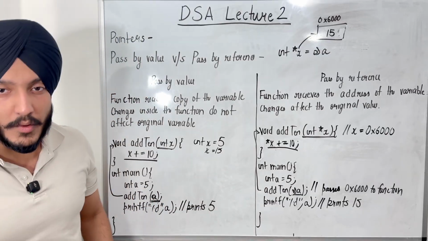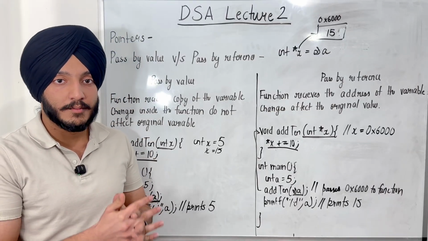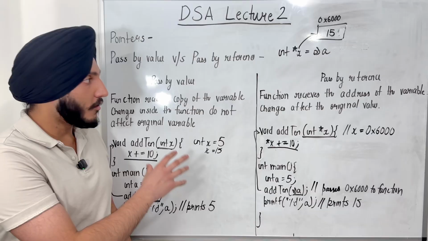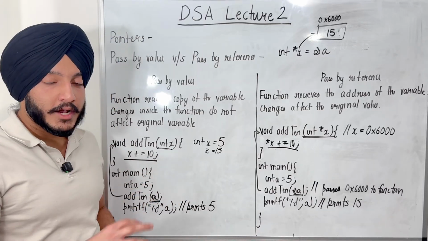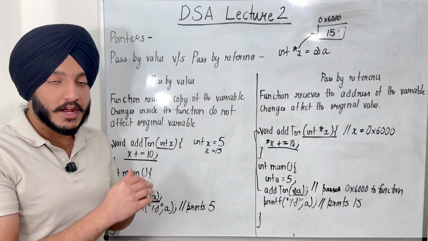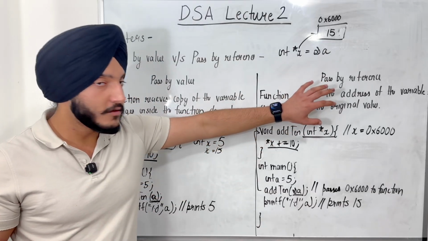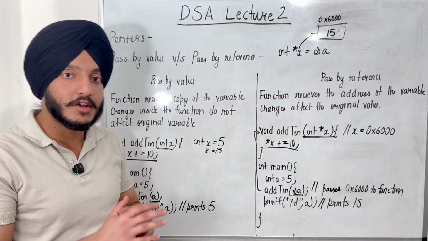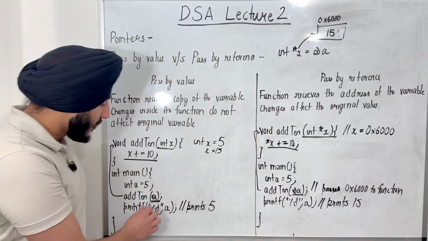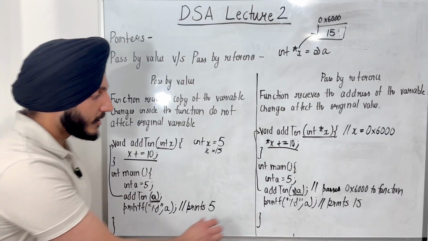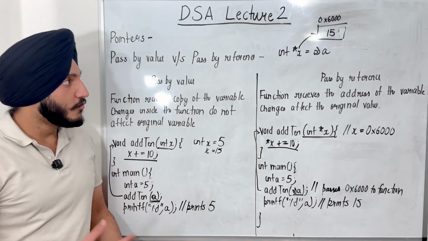So let's just do a quick summary of what's happening. We can pass variables to functions in two ways. We can pass by reference or we can pass by value. When we pass by value, a copy of that variable gets created and no changes are made to the original variable. But when we pass by reference, the address is passed and actual changes are made to the original variable. So in this case, no changes get made to the variable a, but in this case, changes are being made to the variable a. Now let's move on to the next topic.